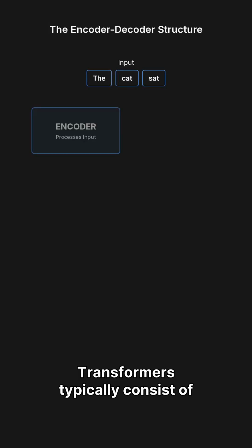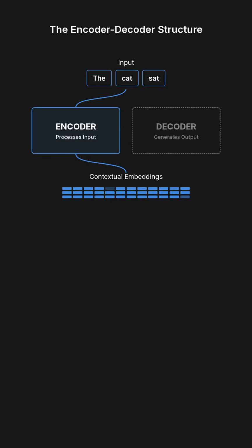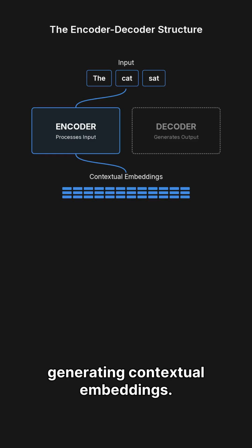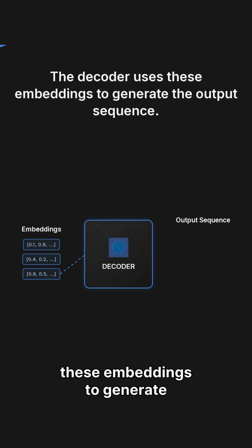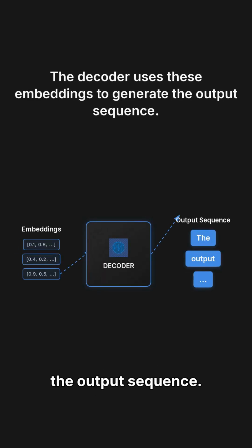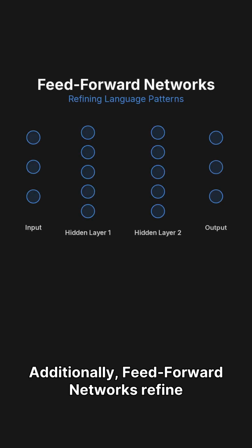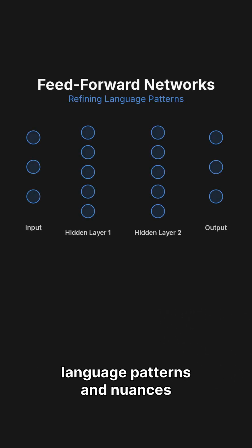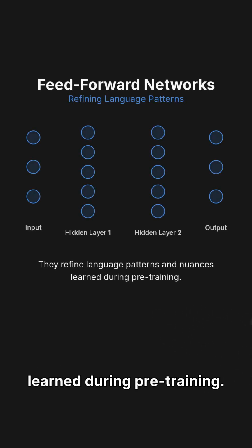Transformers typically consist of an encoder and a decoder. The encoder processes input, generating contextual embeddings. The decoder then uses these embeddings to generate the output sequence. Additionally, feed-forward networks refine language patterns and nuances learned during pre-training.